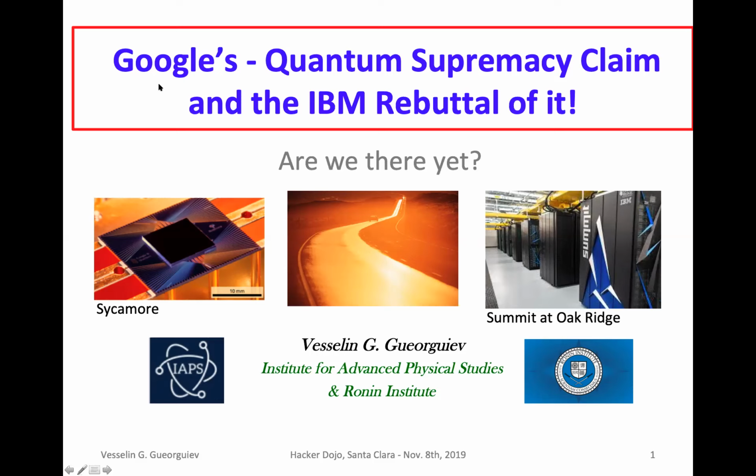So here's a picture of the Sycamore processor. And basically what Google claims is that they were able to do something that would take about 10,000 years to be computed on a standard computer. And here what you see is the Summit. This is the supercomputer at Oak Ridge. And IBM people say that if you do it right, then you should be able to do the same thing that Google has done in about 2 minutes. You should be able to do it with the Summit computer in about 2.5 days.